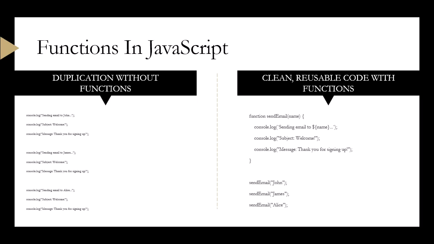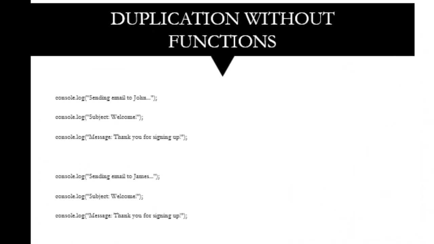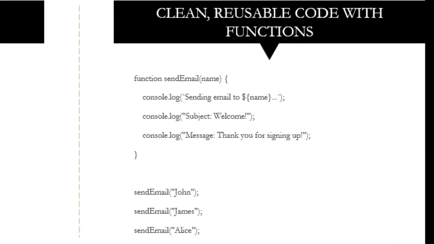Functions are one of the most powerful features in JavaScript. They let us write reusable, organized code instead of repeating the same logic over and over. Think of a function like a machine. You give it inputs, it processes them, and it produces an output.